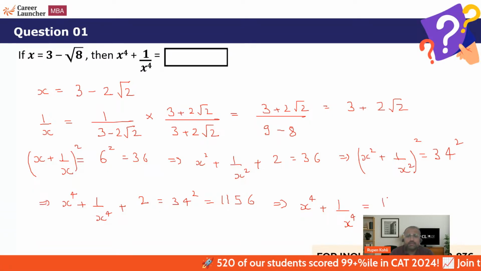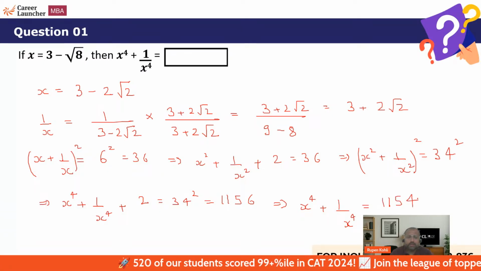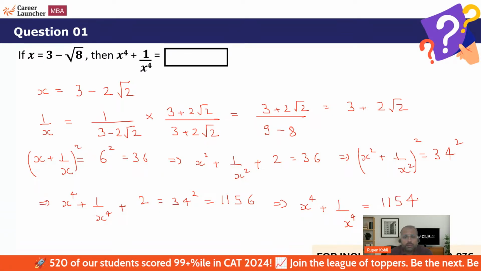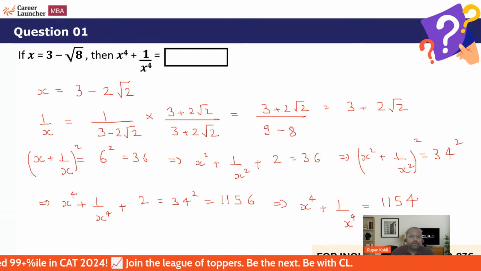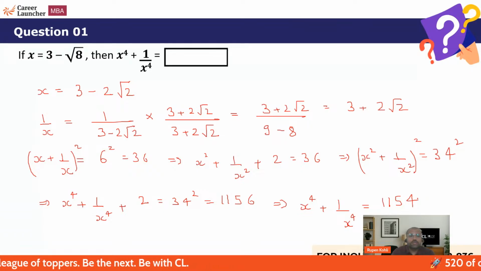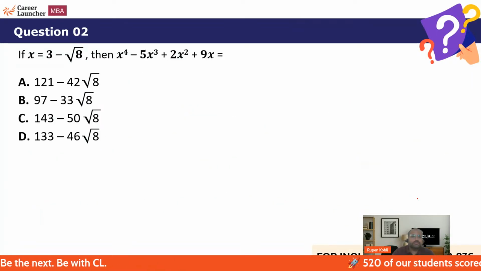That value is 1154. Right. All right, so this was how we should do. Could have done this one. Now, so let's see. Next one.